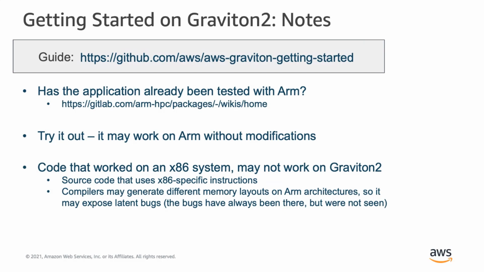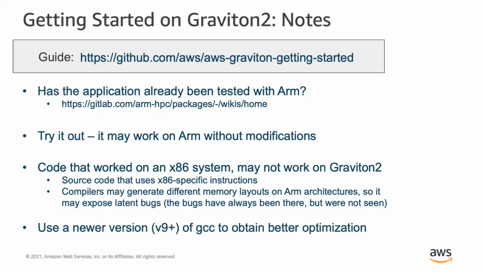Now, the link at the top has a number of different resources around specifically what you can do to better develop on this platform. It's really outside of the scope of this particular webinar to go through all of those components. But a lot of times, if you're using standard applications, these can work without a lot of modifications. Last thing I want to mention is try to use a newer version of GCC to obtain better optimization. So versions 9 and above generally have optimizations for the N1 core that I was talking about before. That's part of the Graviton 2. You'll generally get better performance if you use that.